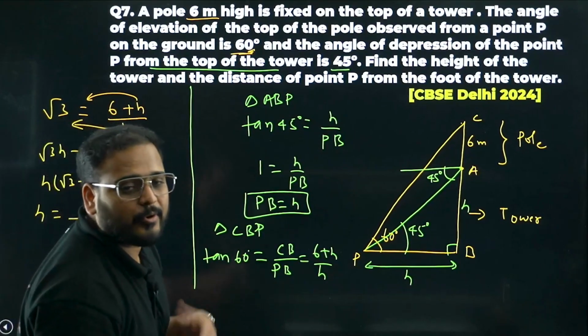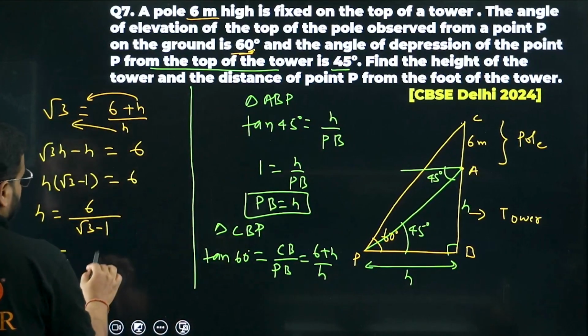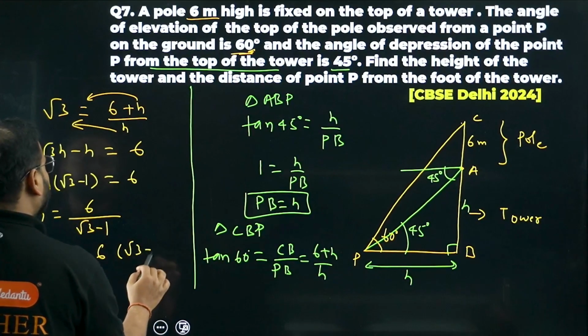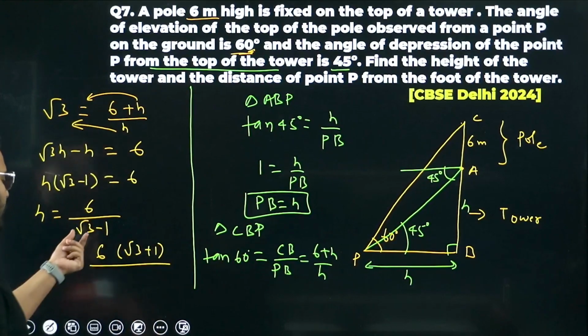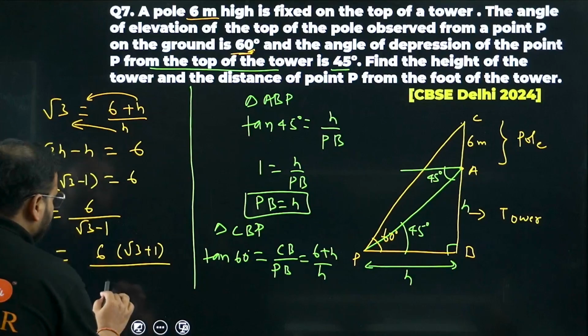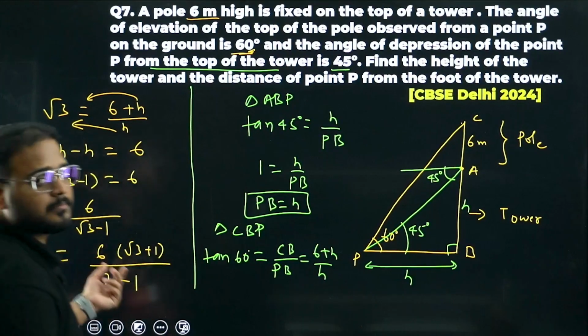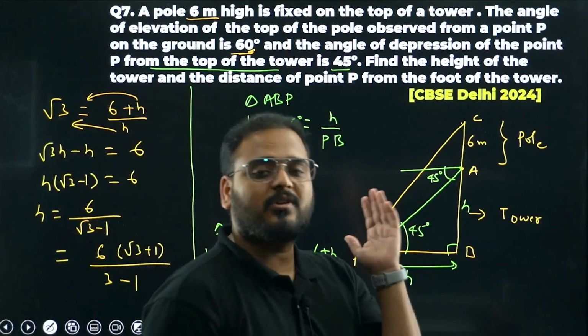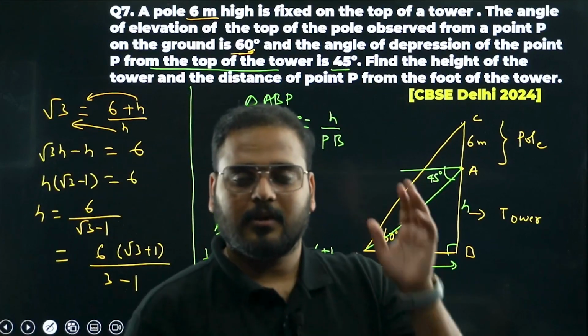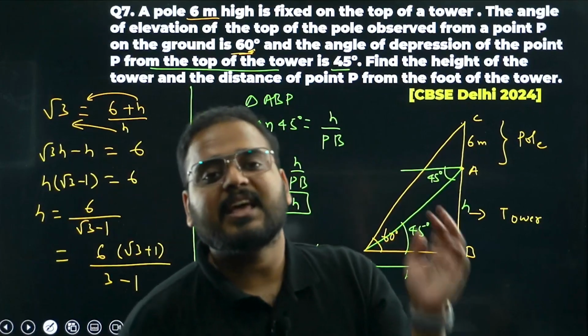Rationalize the denominator to get a rational denominator, of course. So 6 times root 3 plus 1. Denominator, sir, please check. Root 3 squared is 3, minus 1. How come, sir? Multiply root 3 minus 1 into root 3 plus 1. Rationalizing it, right? A minus B, A plus B, the answer is A square minus B square.